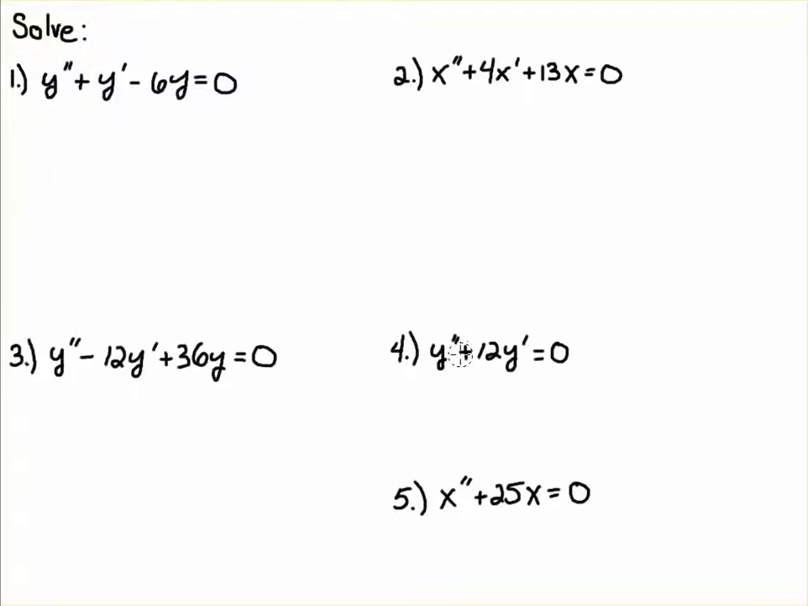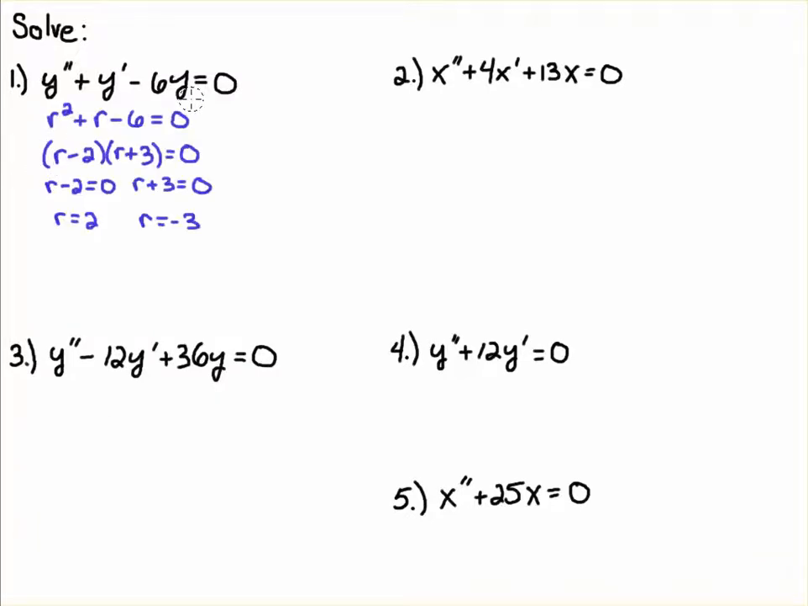Problem 4 is just another case of what's happening in problem 1. You'll see that there are just 2 distinct real roots. And problem 5 is similar to problem 2 in that we will have 2 distinct complex roots to the characteristic equation. Okay, let's proceed.